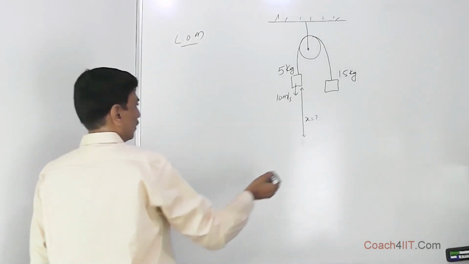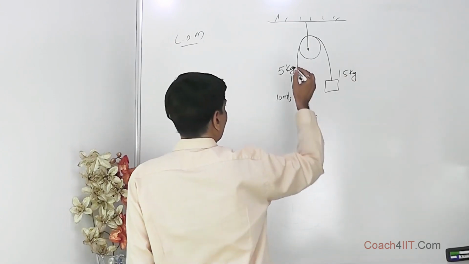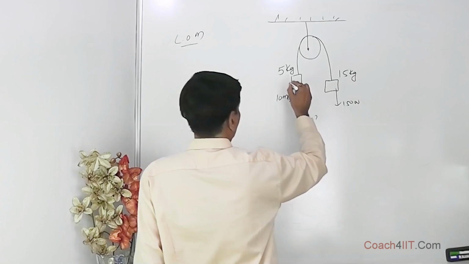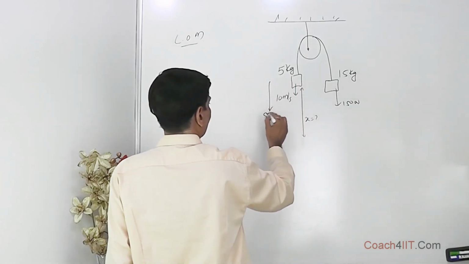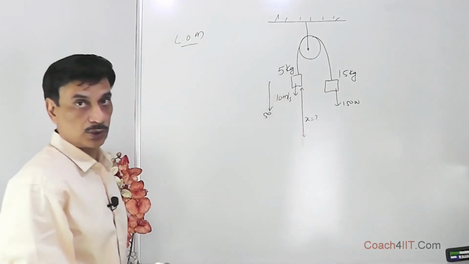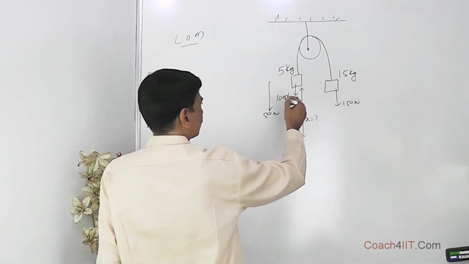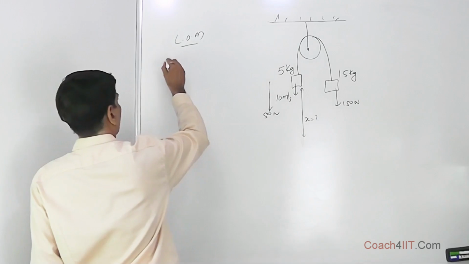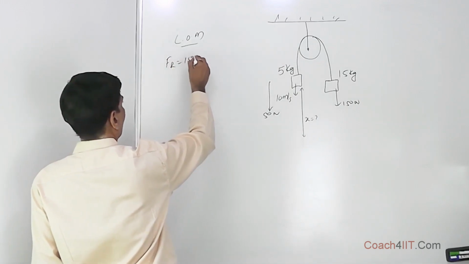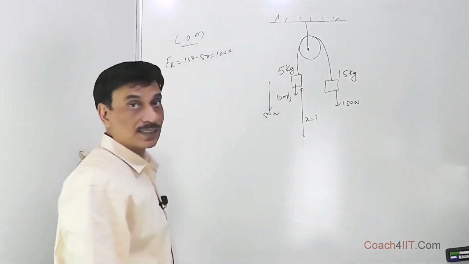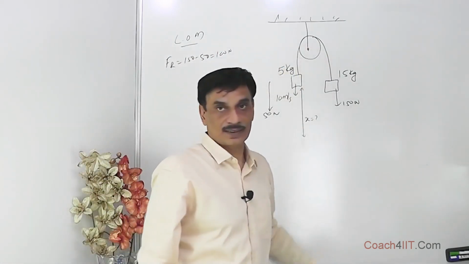So, laws of motion. 15 kg is here, 5 kg is here. This way the force is 150 Newton, and this way the force is mg, 50 Newton. So net force is 150 Newton minus 50 Newton, that is 100 Newton. Please see that the net force is in this direction.